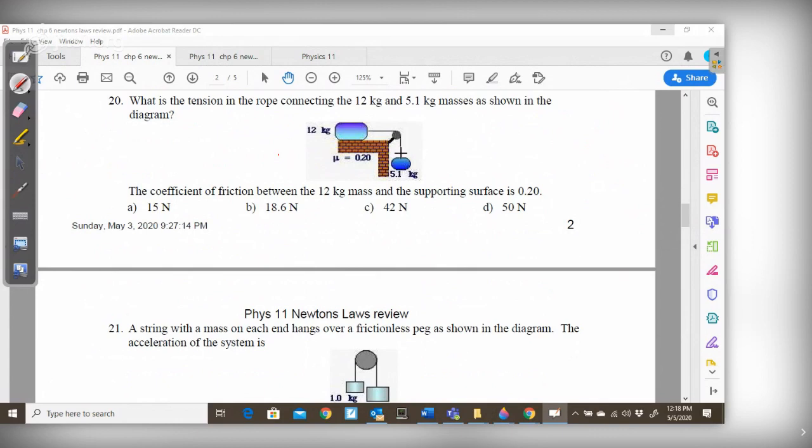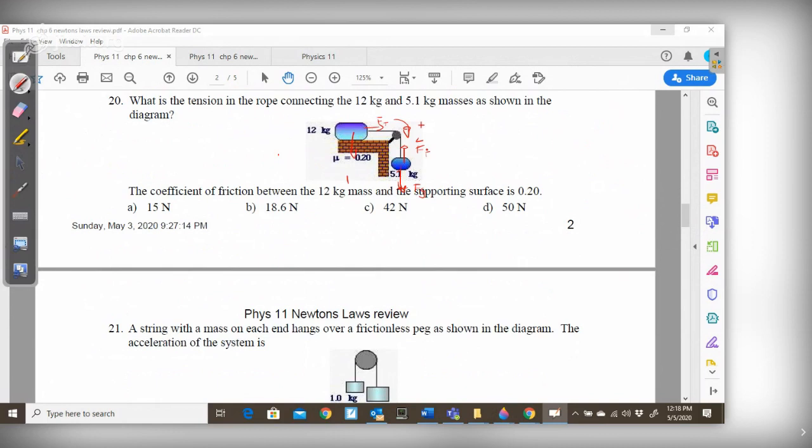All right, so let's take a look. What is the tension in the rope? To find the tension, we first have to find the acceleration. We have to go through the proper solving of this. So let's set up a direction. This is going to be positive. We're going to have a force of gravity going down. We're going to have a force of tension here. We're going to have a force of tension here.